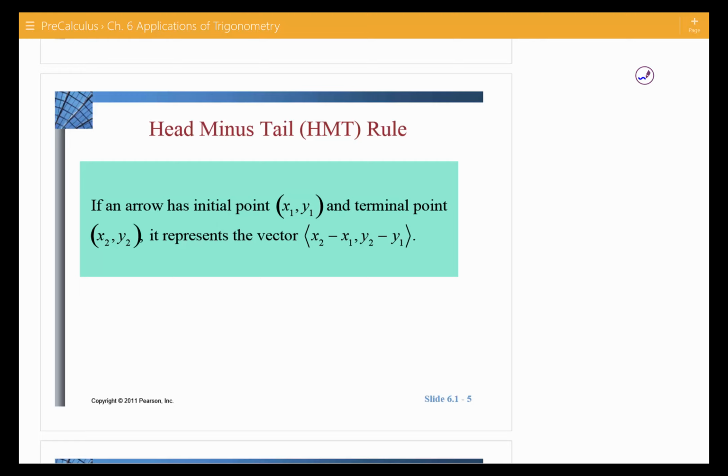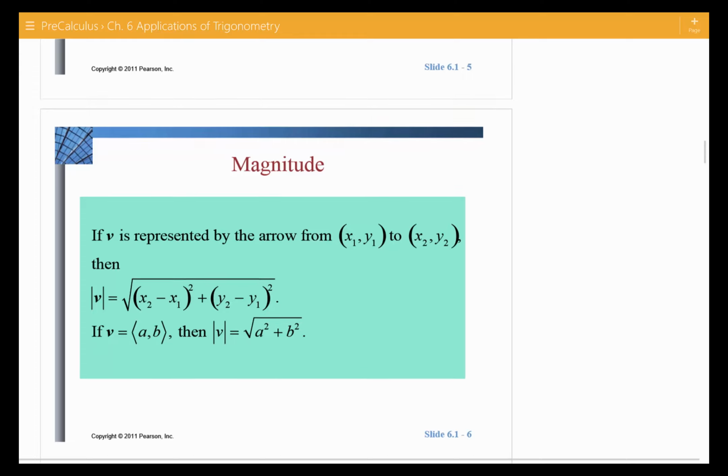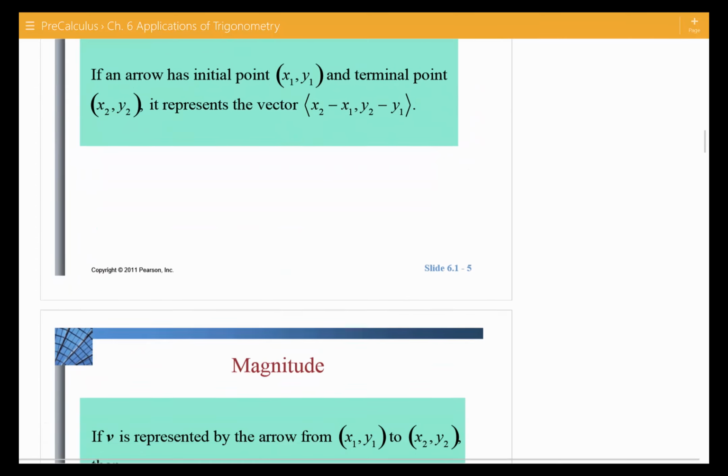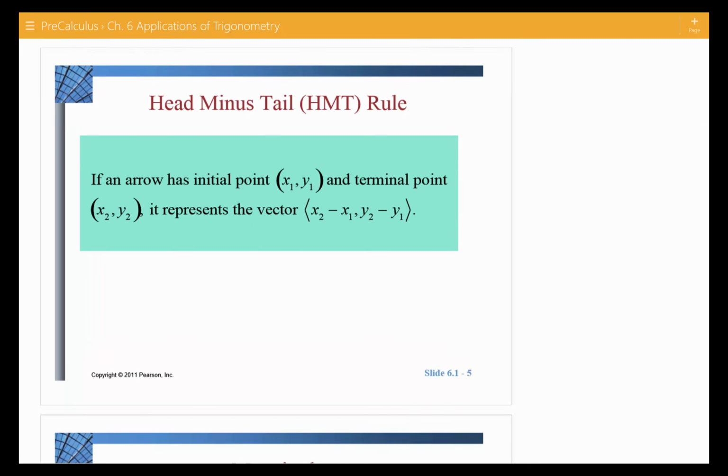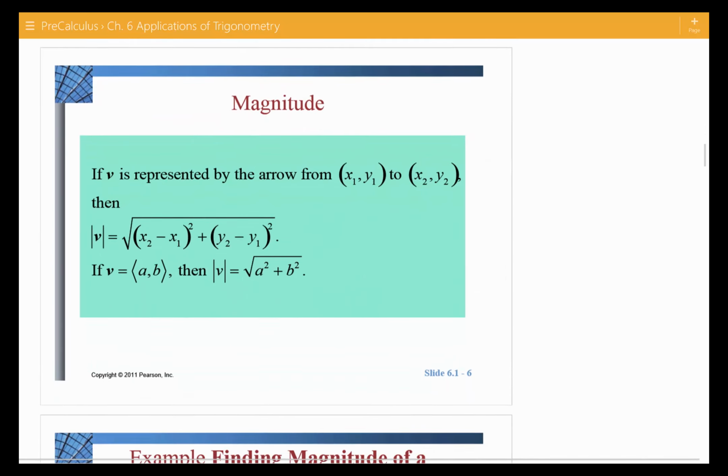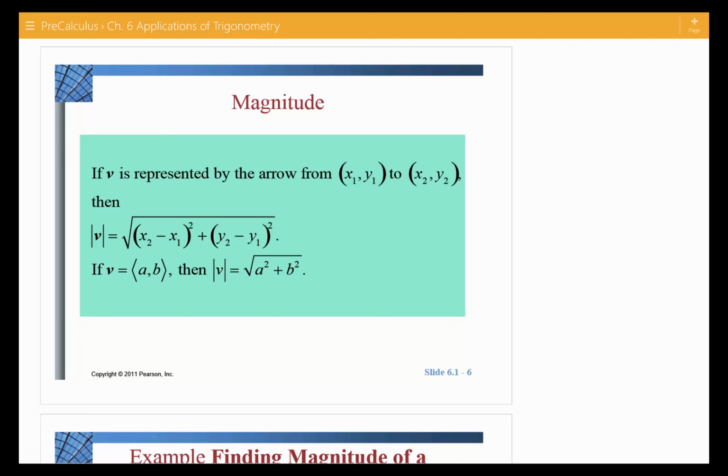Okay, we're going to use the head minus tail rule, which is right here. We subtract the x-coordinates and the y-coordinates in order to find the component form of a vector, and I'll show you an example in a second. With magnitude, what we're going to do is the Pythagorean theorem, and I'll show you that as well. This is how we talk about magnitude. We use these little brackets like the absolute value brackets, but it basically means to find the distance of the vector when it's placed at the origin.